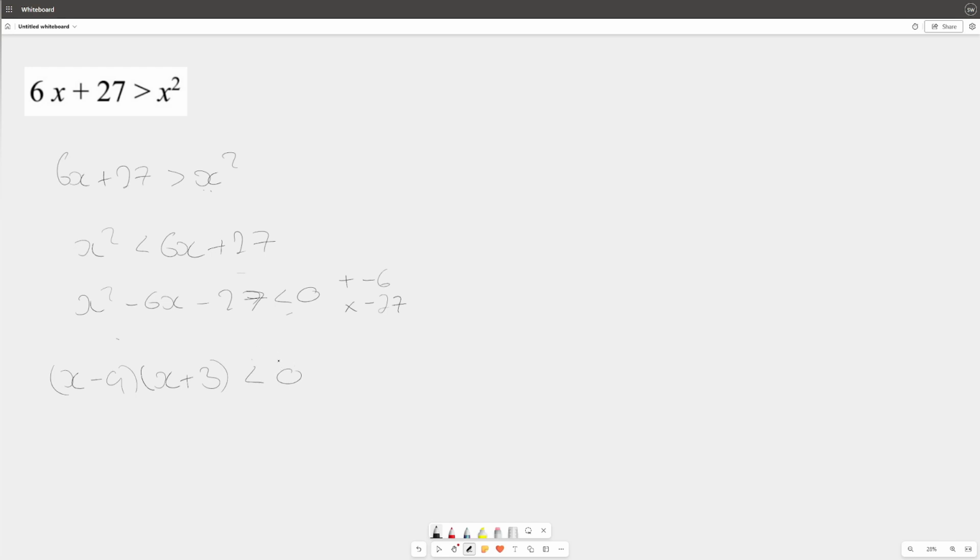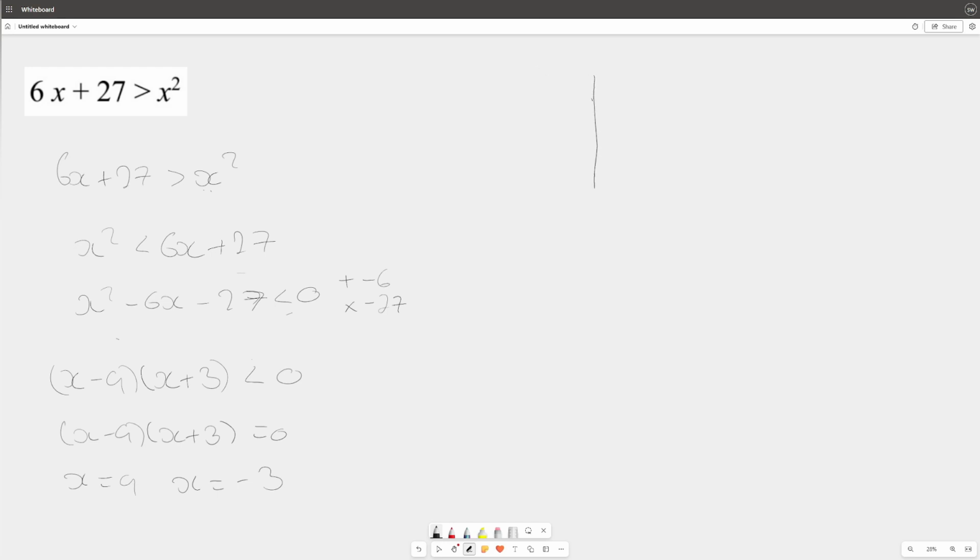Again, I'm going to want to change this now to be an equal sign so I can find my roots. So x minus 9 times x plus 3 is equal to 0. Where x minus 9 is equal to 0, we have x equals 9. And where x plus 3 is equal to 0, we have x equals minus 3. And these are our two roots. We have 9 and we have minus 3.